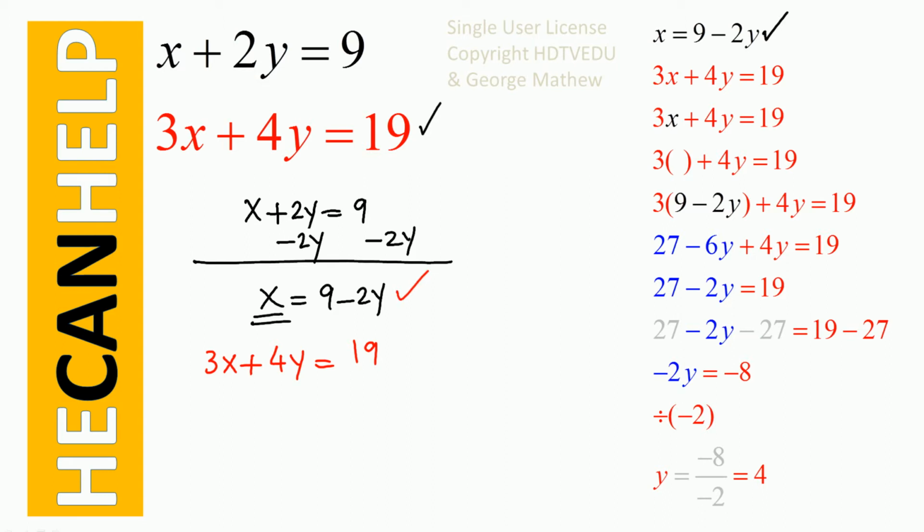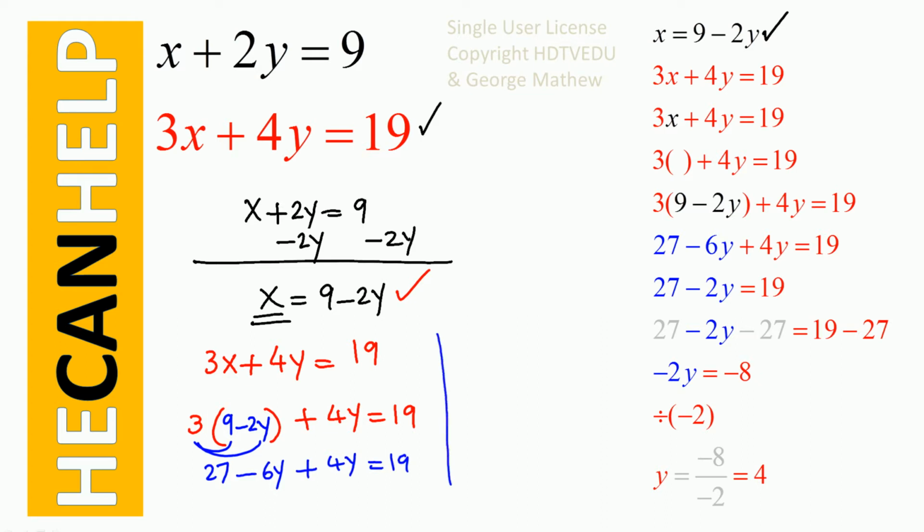And we already have x from the first equation. So you have 3 times x plus 4y equals 19. And what is x? 9 minus 2y. What is 3 times 9? It is 27. What is 3 times negative 2y? Negative 6y. And then you have plus 4y equals 19. And this is as good as 27 minus 2y equals 19.